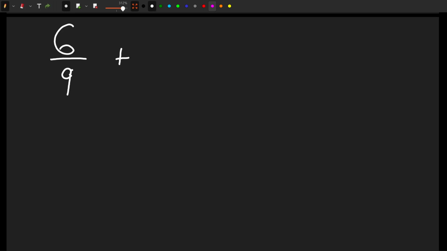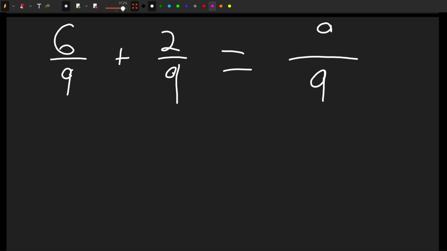So the first problem we'll work on is 6/9 plus 2/9. Again, we'll be doing addition here. So since they have the same denominator, we can just add them straight across. 6 plus 2 is 8. And that is my answer.